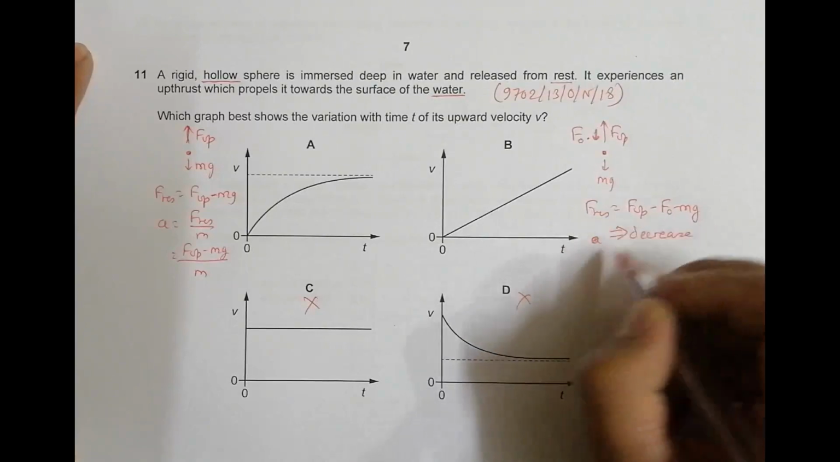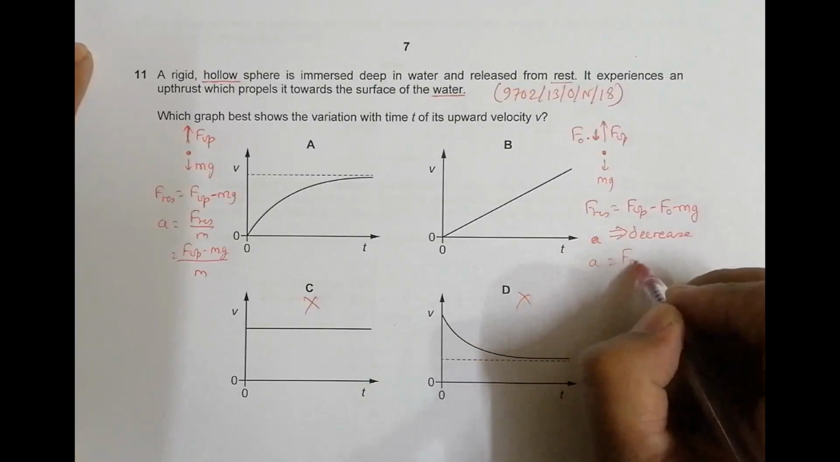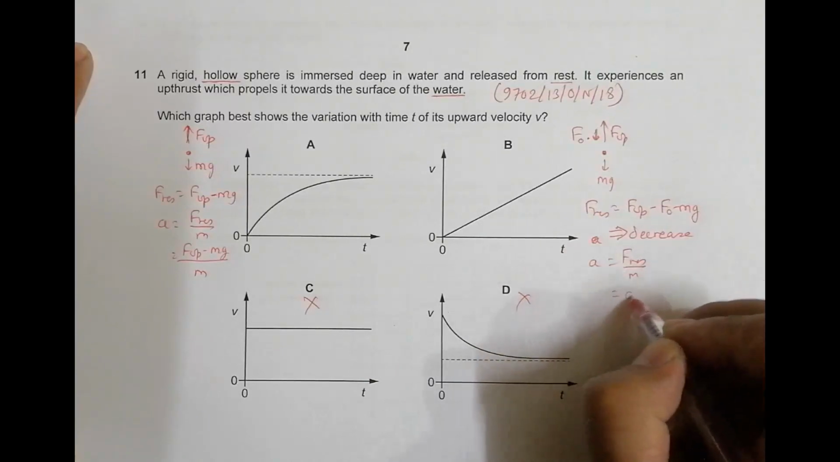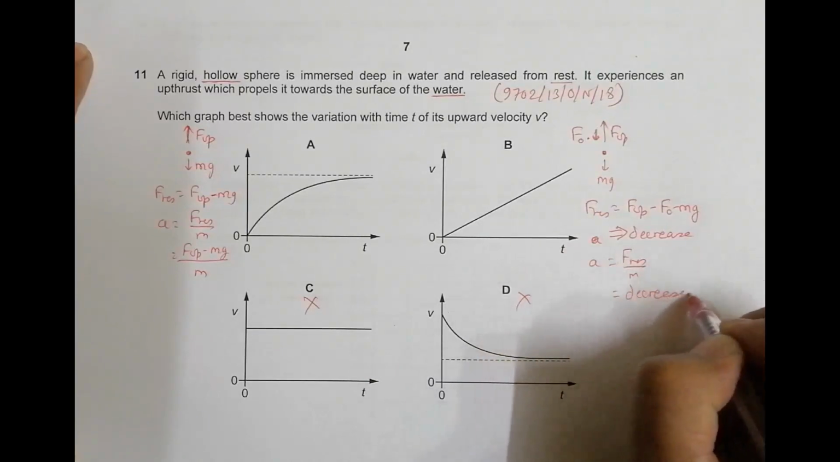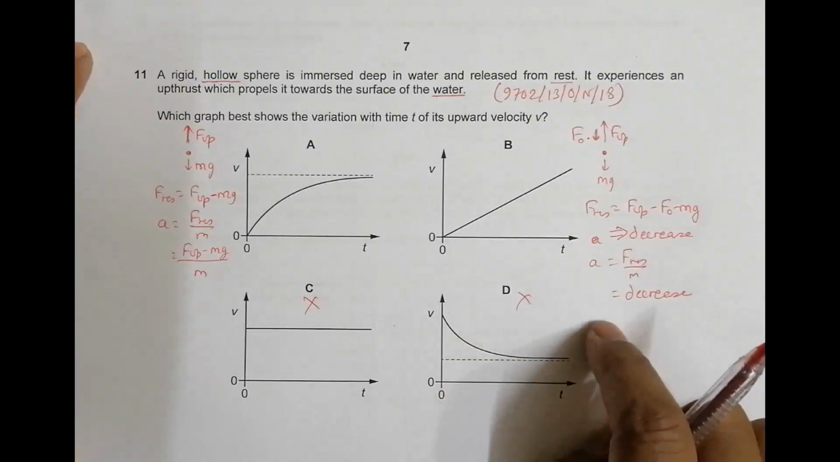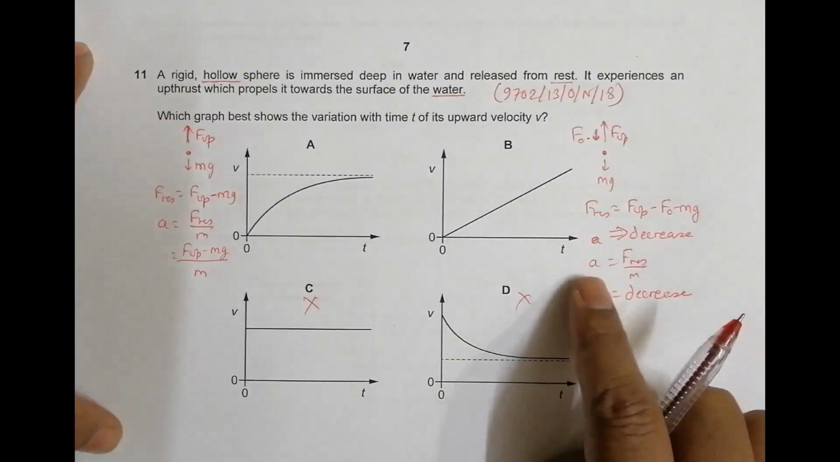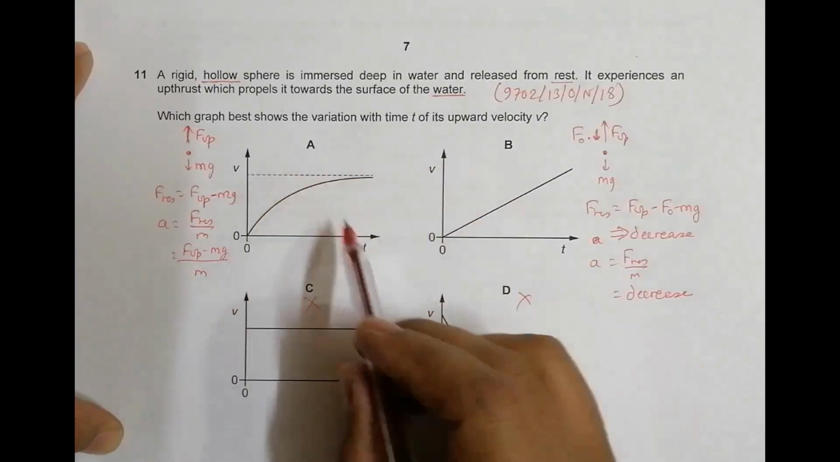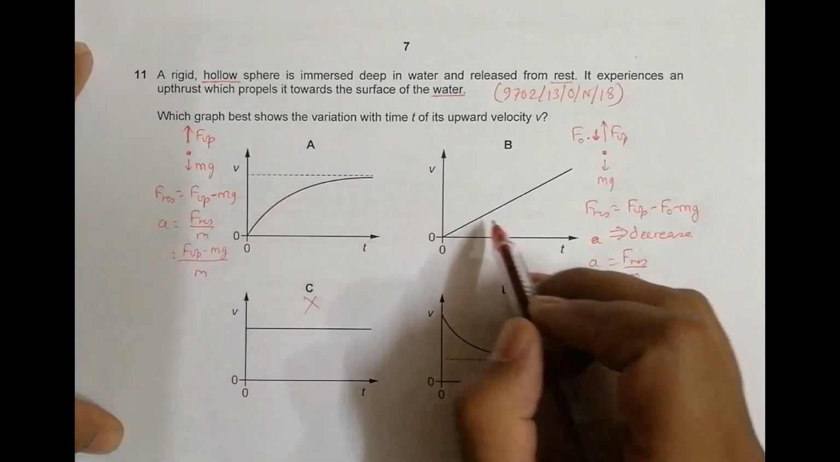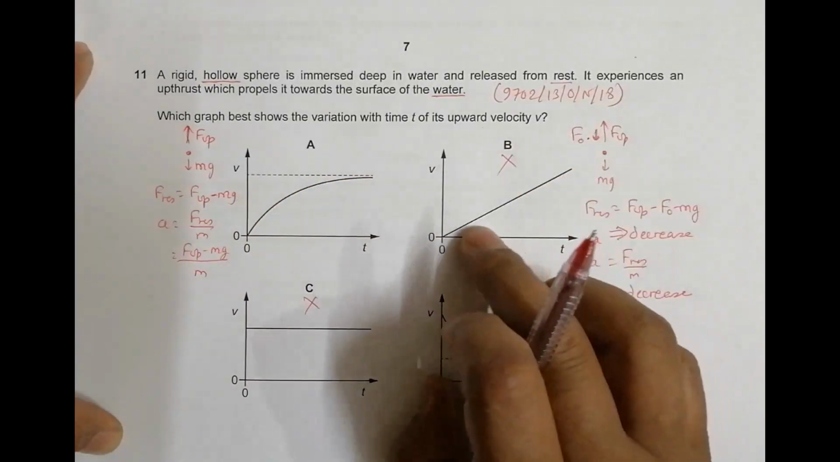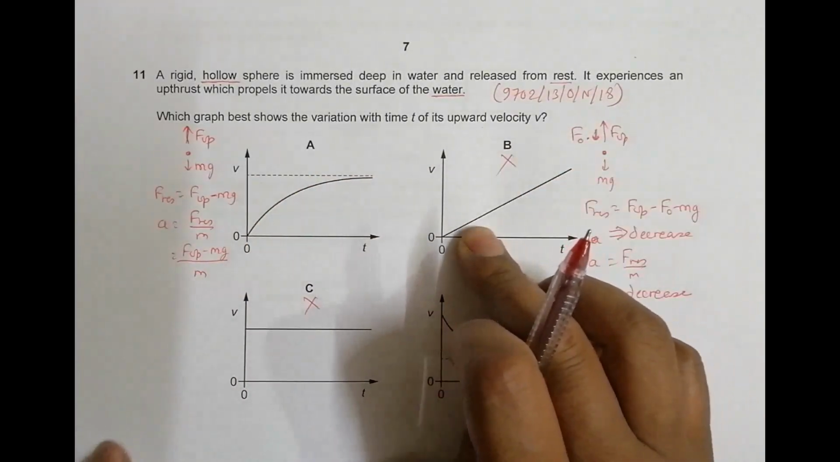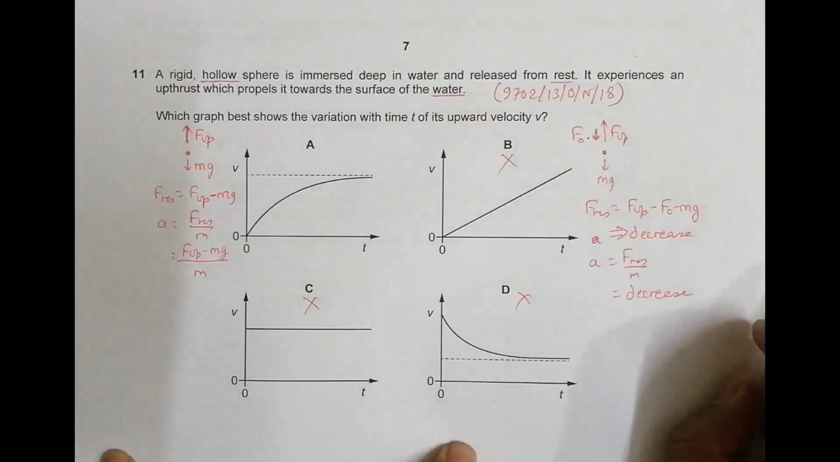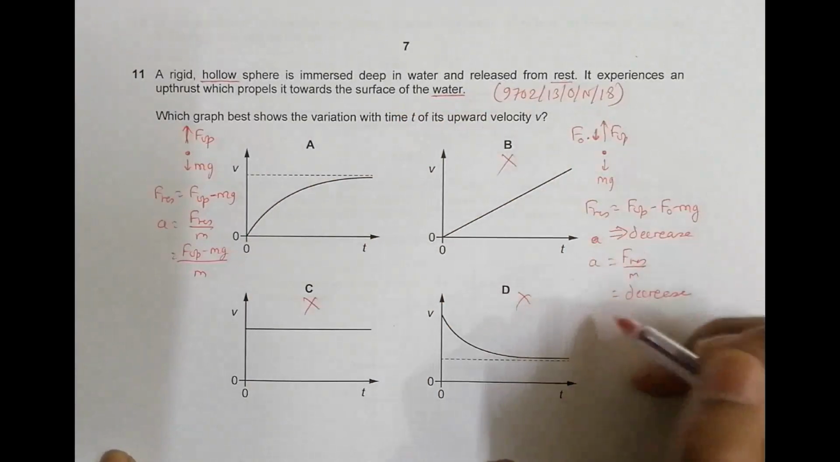Now if it decreases, we must have a equal to F res by m, and this also should decrease. Now decrease of a means that the slope of the v-t graph, the gradient of the v-t graph, should decrease. So among these two graphs, only this shows that trend and this does not show that trend. It shows that the value of acceleration is the same, and this shows that the value of acceleration decreases.